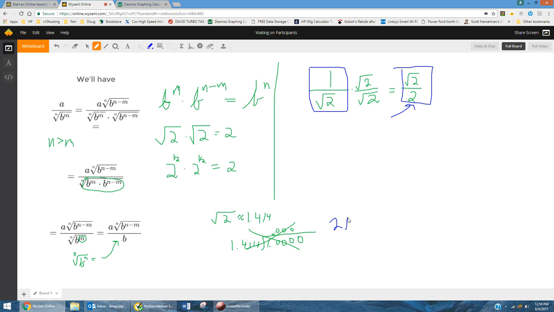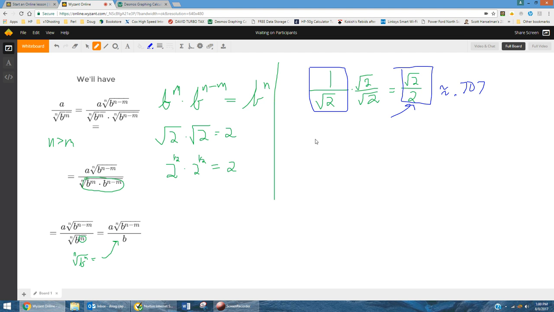2 divided into 1.414, I can almost do that in my head. 0.707. So the decimal approximation for 1 over the square root of 2 is 0.707. That's the primary reason that we used to rationalize denominators. So now it's just an accepted thing to do. Let's do one more of those.